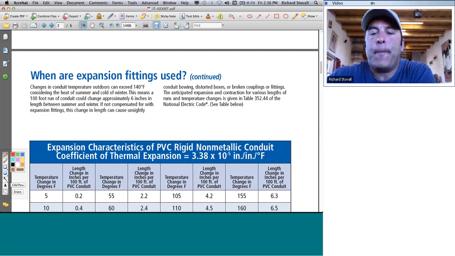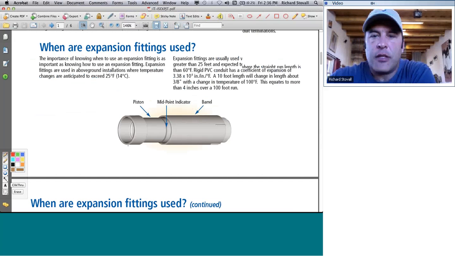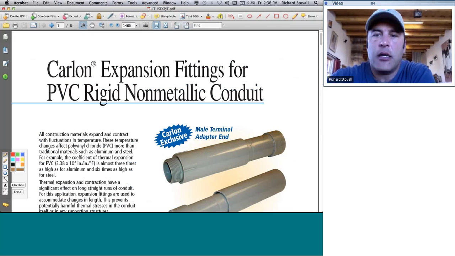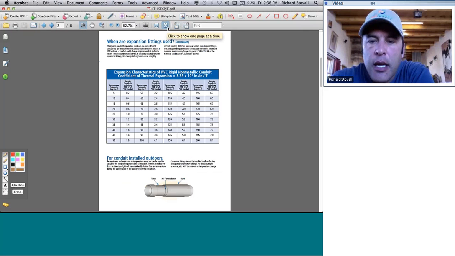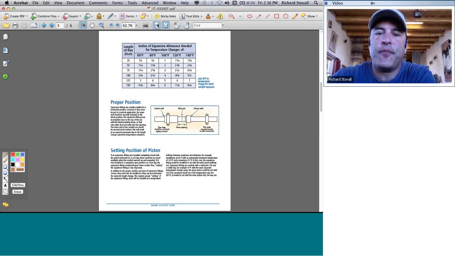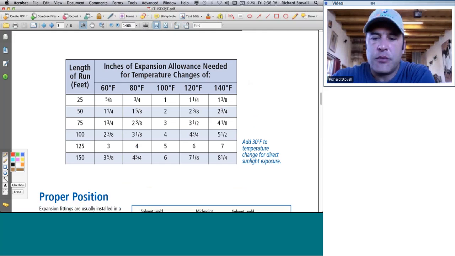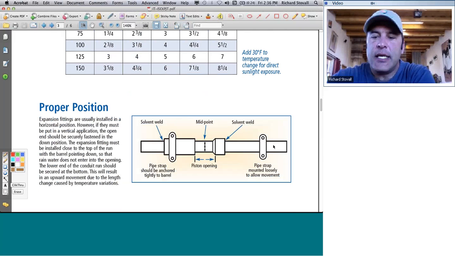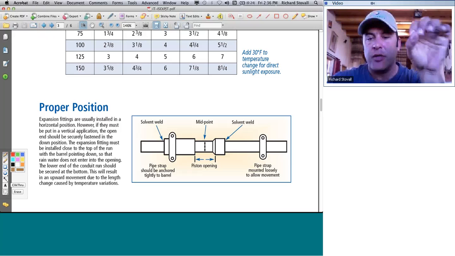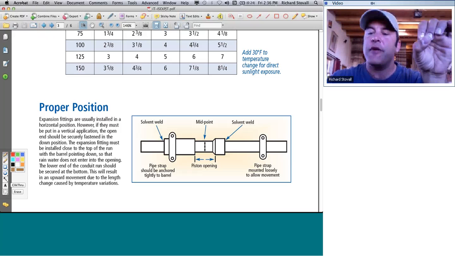Let me find the diagram that shows this. Okay, this is not it. Moment, please. Okay, here we go. Proper position. So you see the barrel side, the external side, is actually anchored. It's fixed, okay? But for the rest of the conduit, the pipe strap is mounted loosely.